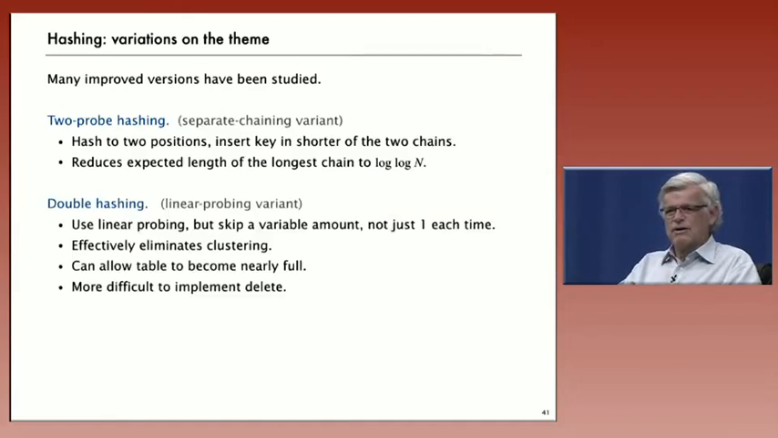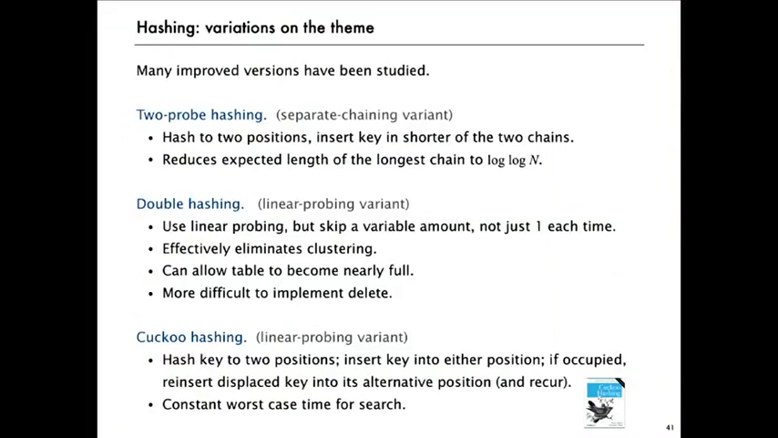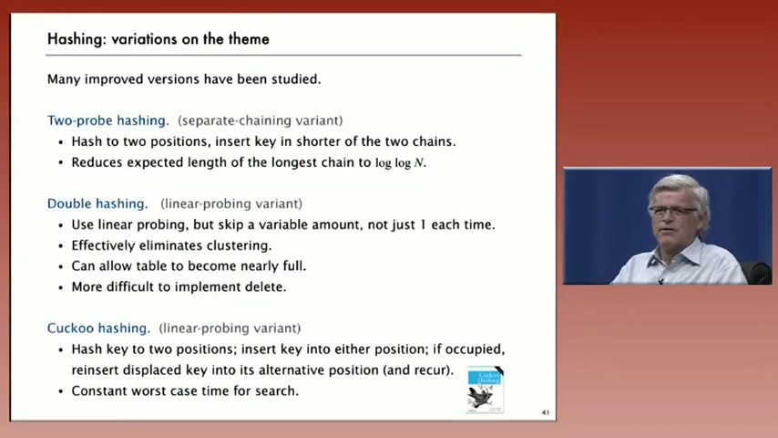Double hashing is the variant of linear probing where you just skip a variable amount, not one each time, and that pretty much wipes out clustering. But it is more difficult to implement delete for that one. A relatively new method called cuckoo hashing is another variant of linear probing where we hash a key to two positions and insert the key in either one. If occupied, you reinsert the displaced key into its alternative. Each one can go to two. And that one actually gives constant worst case time for search. That's another variation on the theme.